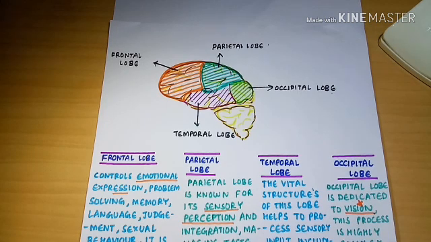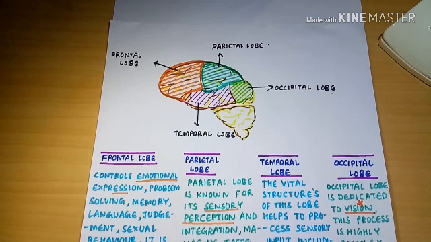Today's video will cover the remaining sections of the cerebrum that we did not cover in the previous videos, which are Broca's area, Wernicke's area, and the insula. In the previous videos, we covered the lobes of the cerebrum, which are the frontal lobe, parietal lobe, temporal lobe, and the occipital lobe, and their functioning.